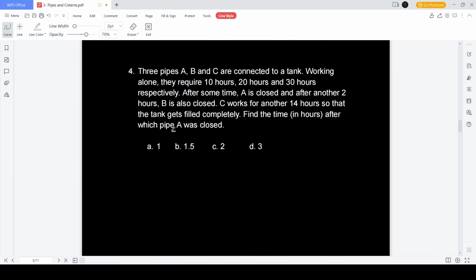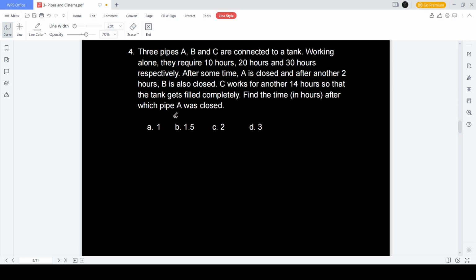Three pipes A, B, and C are connected to a tank. Working alone, they require 10 hours, 20 hours and 30 hours. After some time, A is closed, and after another 2 hours, B is closed. C works for another 14 hours so that the tank gets filled completely. Find out the time when pipe A was closed.